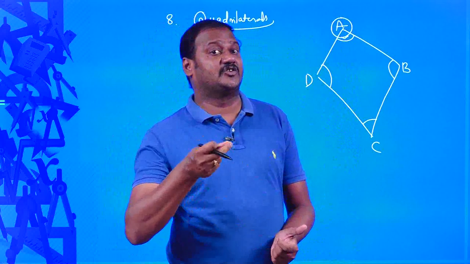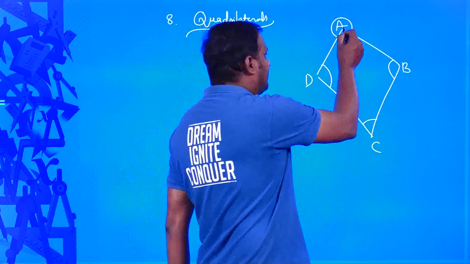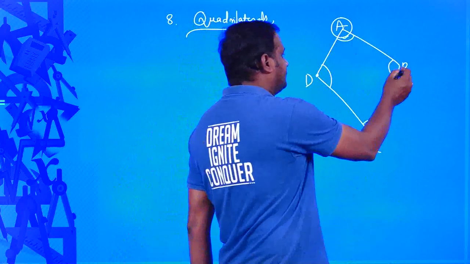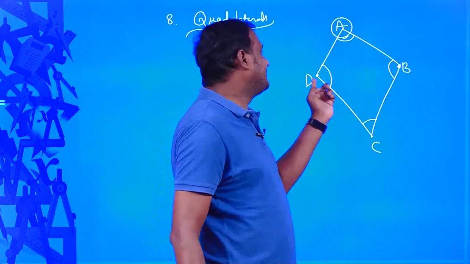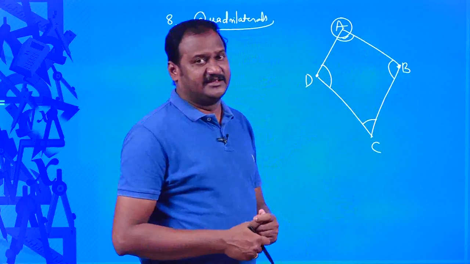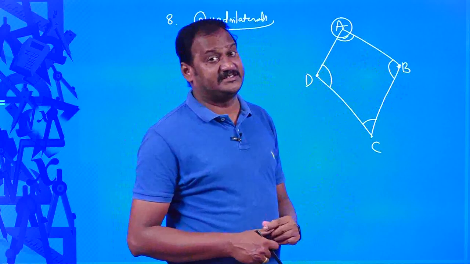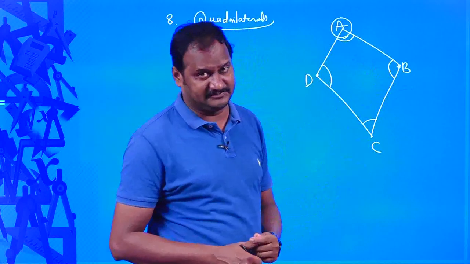Adjacent vertices are nothing but the vertex along with its arm. Okay? So, this is one of the arms. This is one of the vertices and this is one of the arms. These 2 arms have the vertices B and D, that is why B and D are said to be adjacent vertices, as well as for angle A, they are said to be adjacent angles also.